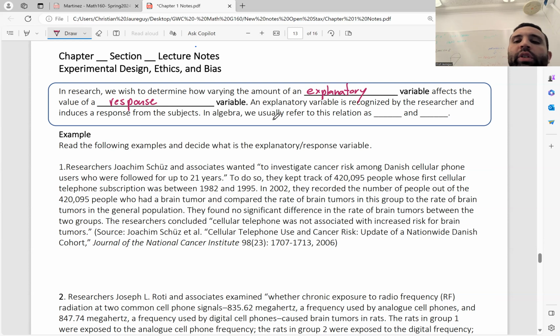In algebra, we usually refer to this as X and Y. And in chapter 12, which we'll go out of order, we'll do in week 3, we'll really use this, the X and Y variables. But just real quick, we're going to look at this and say, hey, what is the explanatory and response variable?